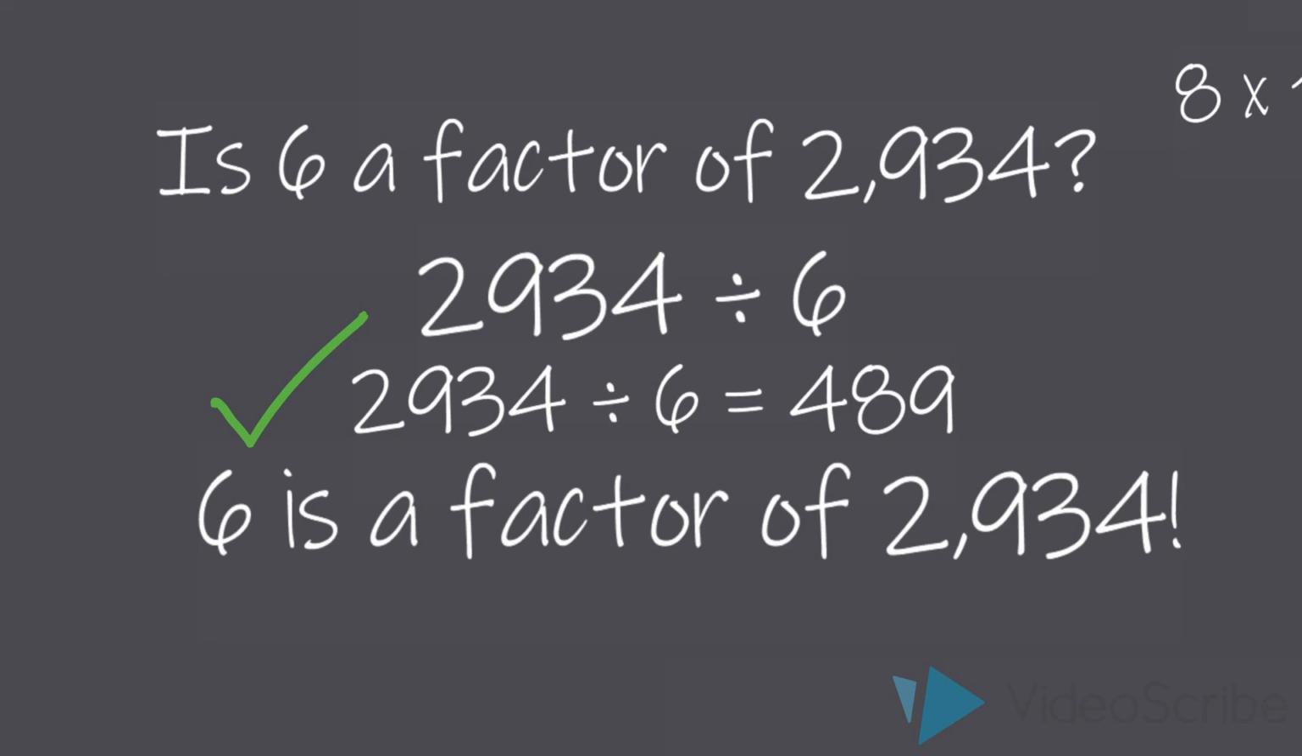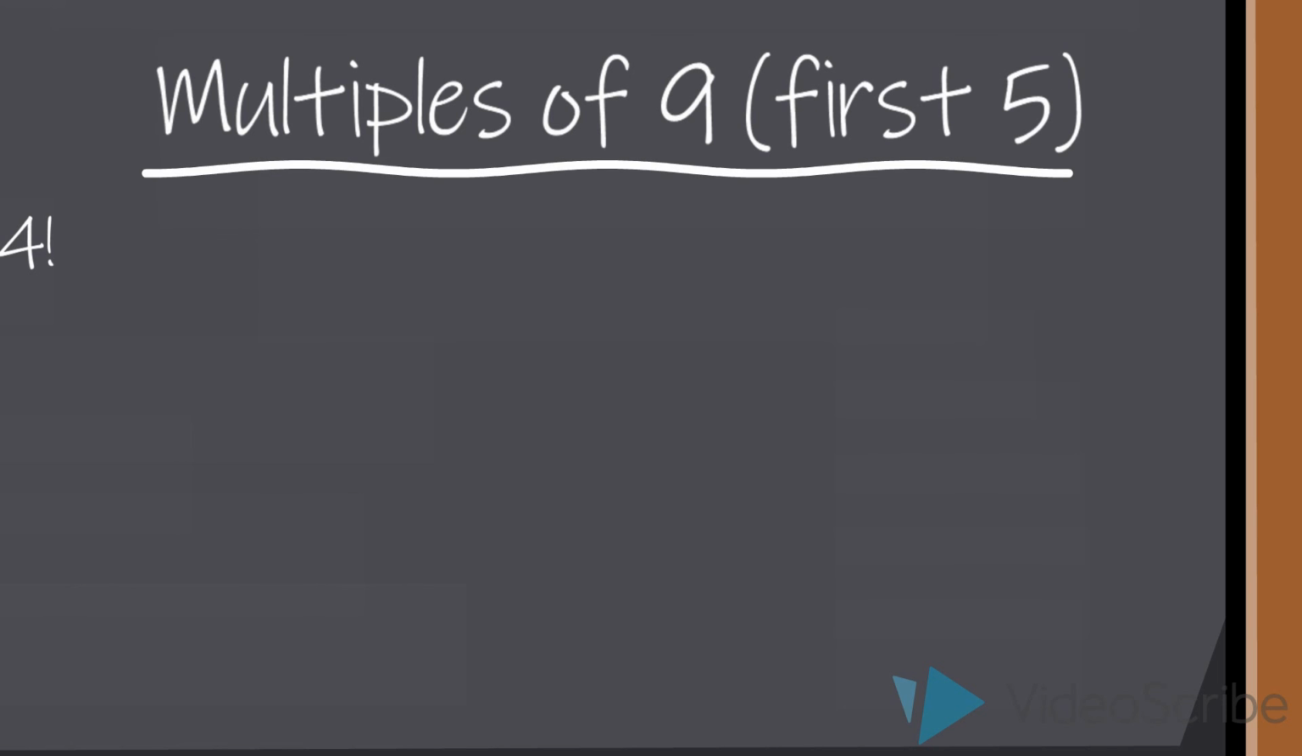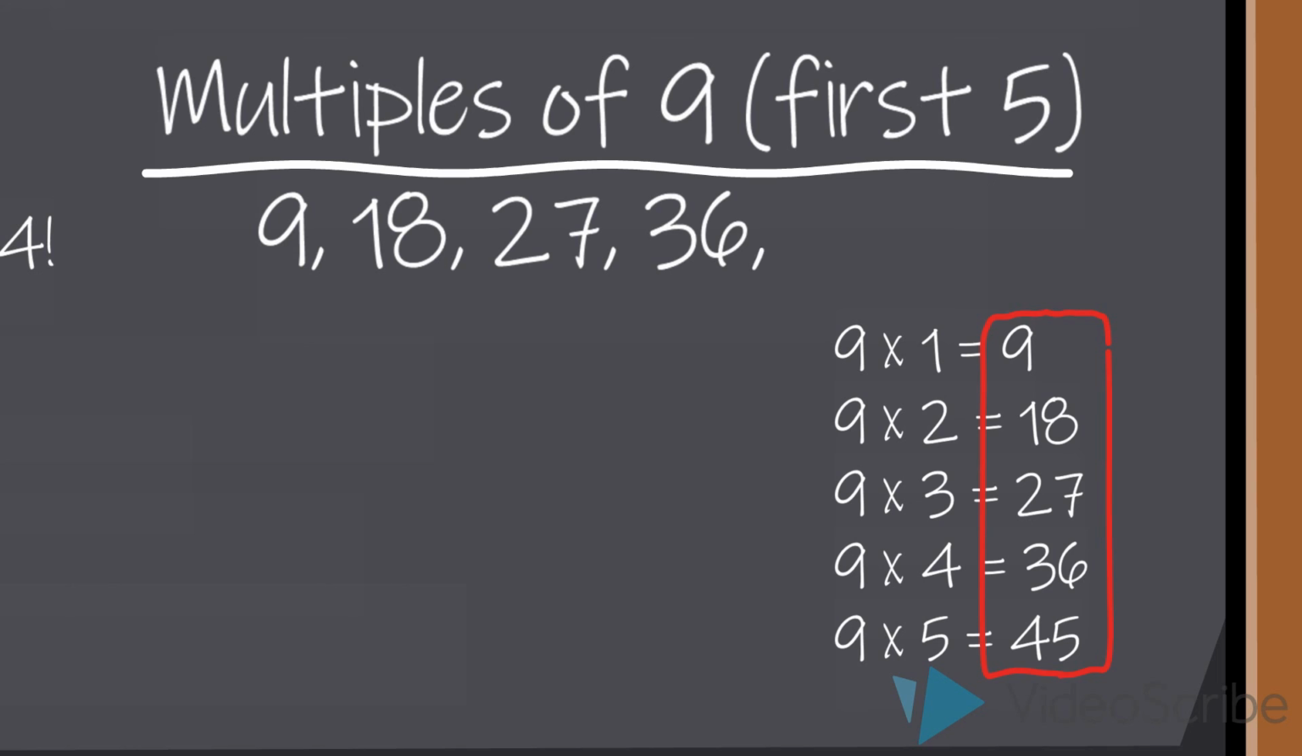Now let's move on to multiples. Let's see if we can find the first 5 multiples of the number 9. To do this, we just multiply our number by 1, by 2, by 3, by 4, and by 5. So 9 times 1 equals 9. 9 times 2 equals 18. 9 times 3 is 27. 9 times 4 is 36. And 9 times 5 is 45. The first 5 multiples of 9 are 9, 18, 27, 36, and 45.